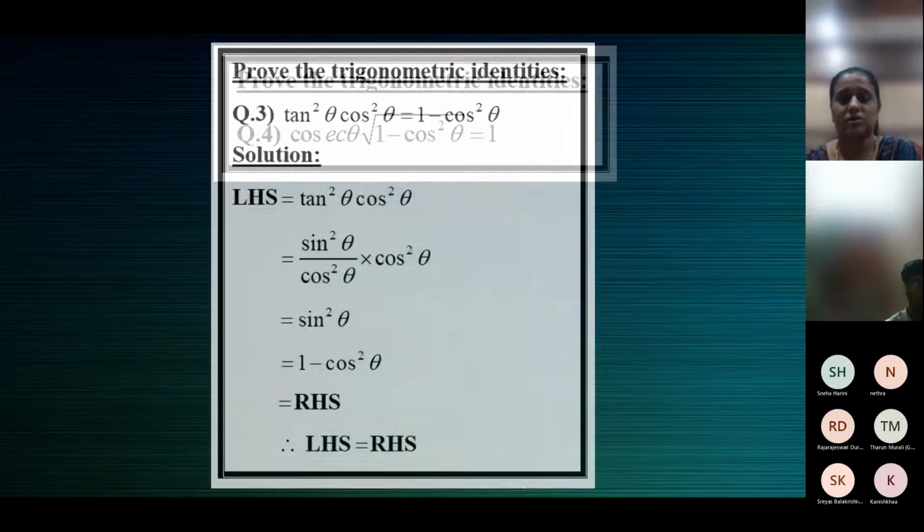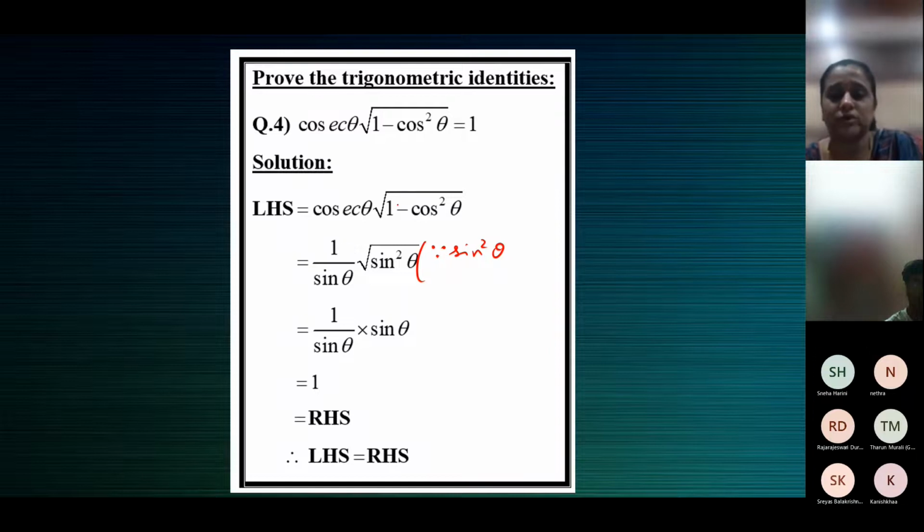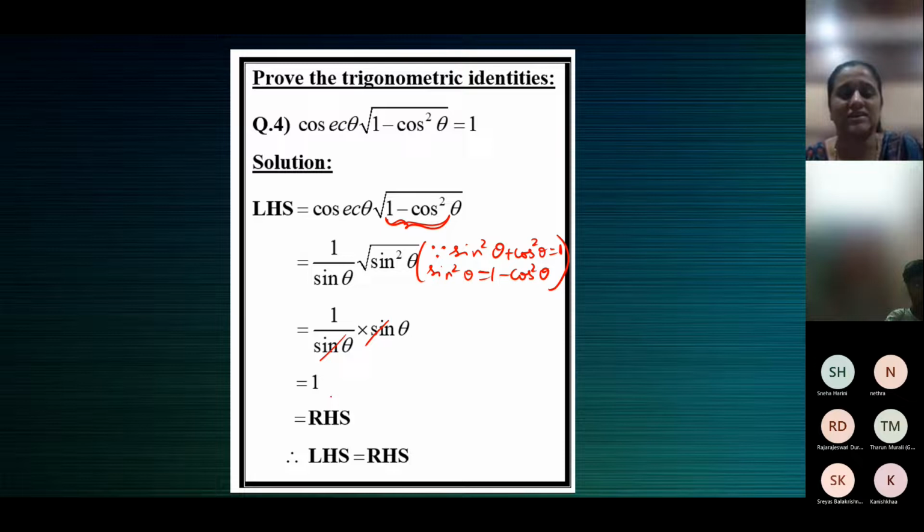Yes, ma'am. All right. So because sine square theta plus cos square theta is equal to 1, we know this. So from this we need to find what is 1 minus cos square theta. When you transpose, you get sine square theta is equal to 1 minus cos square theta. So what is 1 minus cos square theta? Sine square theta. So next step, 1 by sine theta into what is root of sine square theta? Sine theta. Root of sine square theta is sine theta. Now sine theta and sine theta cancel, and we get 1, which is the RHS.